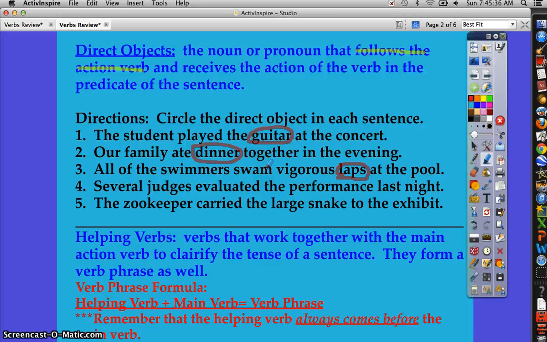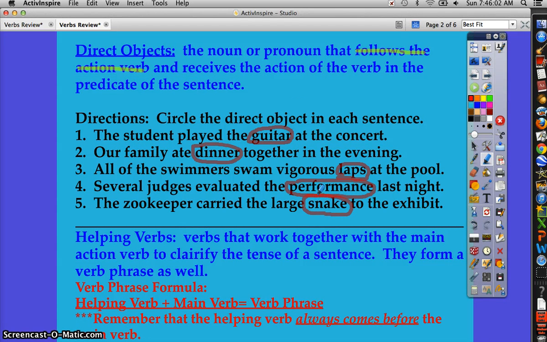Number 4, several judges evaluated the performance last night. Again, several judges evaluated something. What did they evaluate? Performance would be the direct object. And finally, the zookeeper carried the large snake to the exhibit. The zookeeper carried something. What did the zookeeper carry? A snake. So snake would be the direct object.